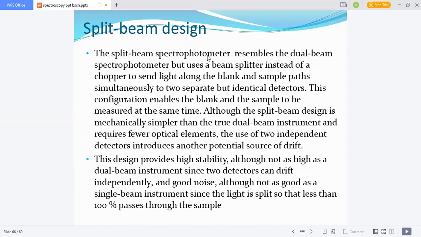Two detectors can differ independently with noise. Not as good as a single beam instrument, and the light is split so that less than 100% passes through the sample.